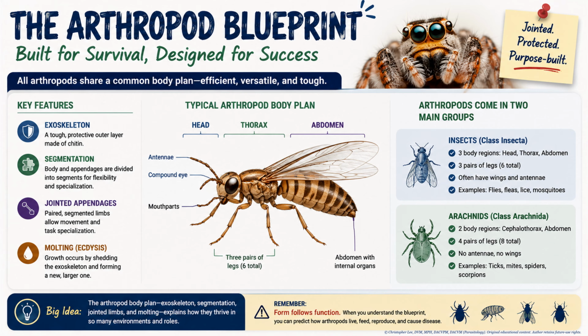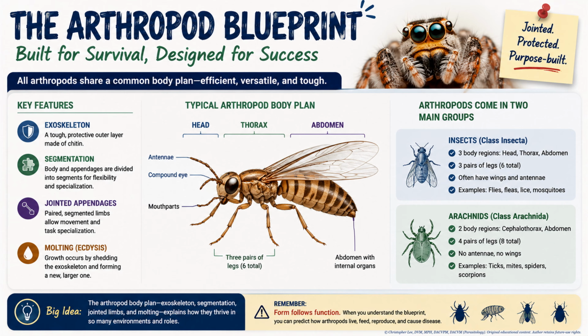It protects the animal, supports the body, and provides attachment points for muscle. But it also limits growth, which is why molting is required. Segmentation allows specialization. A segment can become part of the head, thorax, abdomen, mouth parts, legs, or other functional structures. Jointed appendages are central to arthropod success.